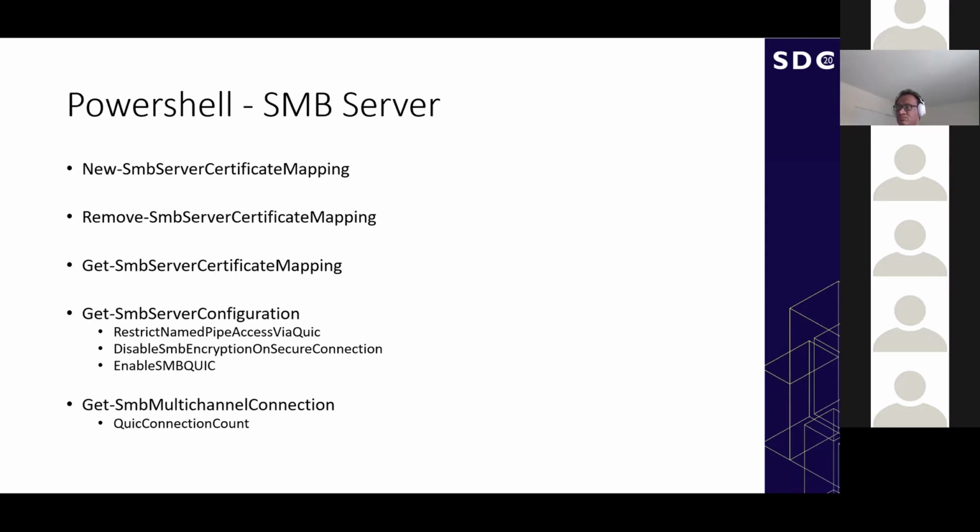And then a new part of Get-SmbMultichannelConnection is that now that we support 3 different transports, TCP, RDMA, and now QUIC, if you want to debug or see the transports that are being used with SMB connections, you can now do that, and we'll print out your connection counts for that.